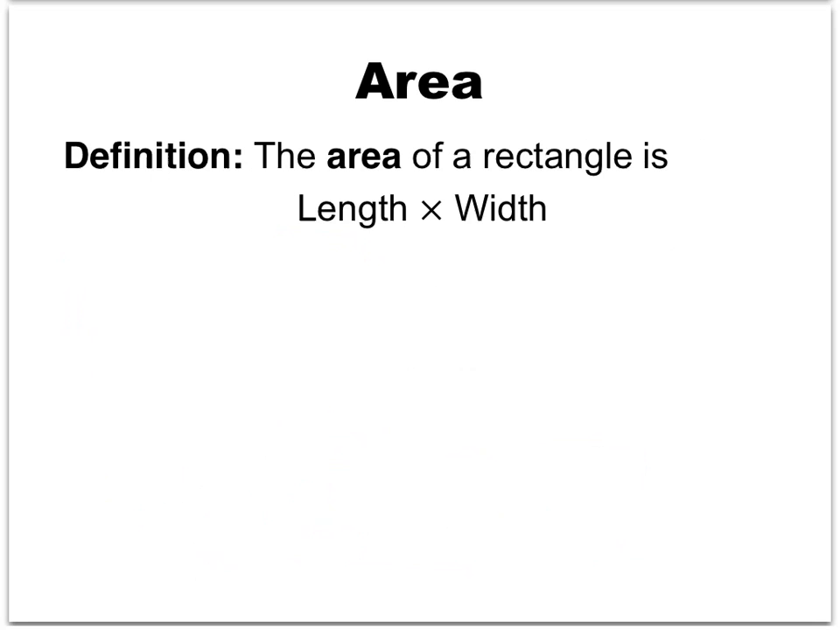So this simple example illustrates our definition of the area of a rectangle. The area of the rectangle is the length times the width, and by length we mean the horizontal direction, and the width will be the vertical direction. And as we'll see, it really doesn't matter which we call the length and which we call the width.